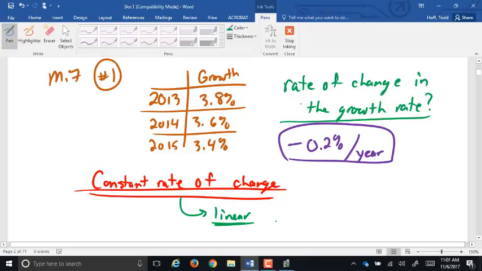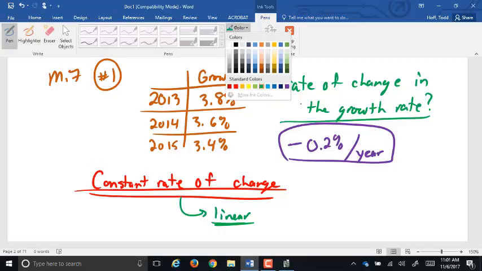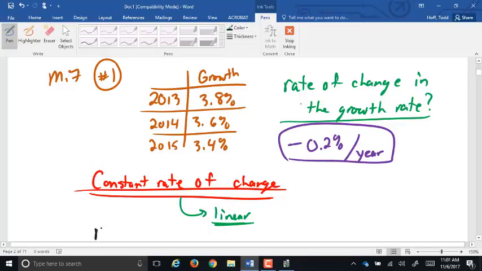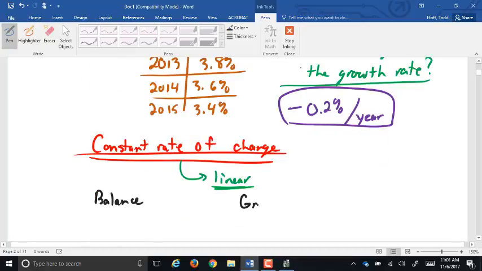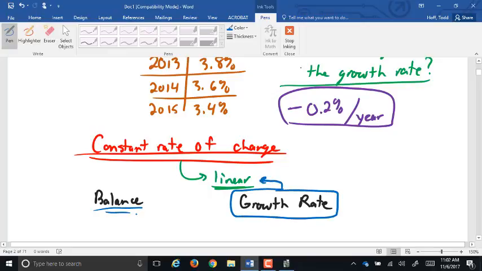That's one of the characteristics of a linear model, a constant rate of change. Remember, it has a constant rate of change and it makes a line on the graph. So the growth rate has a constant rate of change. Now remember, there's a difference. There's two things in this problem that are being discussed. One is the balance in the fund, and the other is the growth rate of the fund. The growth rate is what's being modeled here. That has a linear model. The balance of the fund has a very complex model at this point that we're not going to try to model.